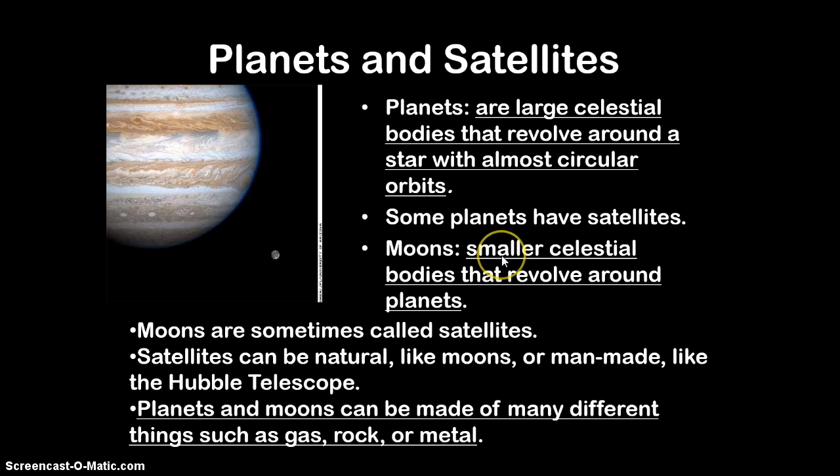Okay, moons are smaller celestial bodies that revolve around planets. Planets, large celestial bodies, revolve around a star. Moons revolve around a planet. Moons are sometimes called satellites. Satellites can be natural like moons or man-made like the Hubble telescope, and we will talk about the Hubble a little later. Planets and moons can be made of many different things, such as gas, rock, or even metal.